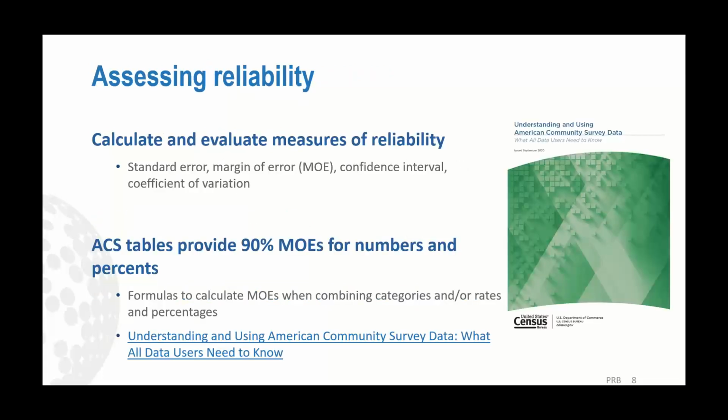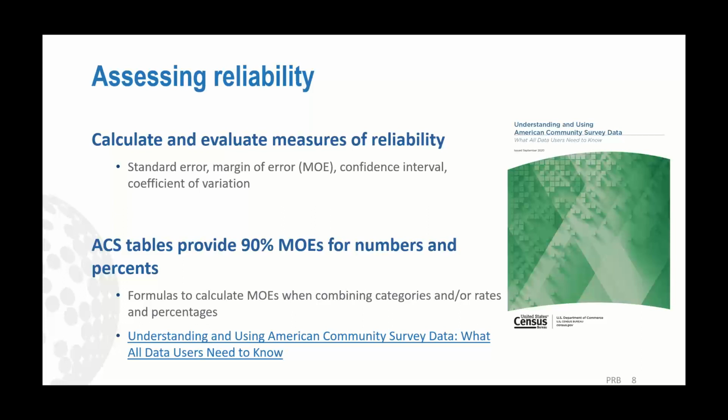So after you've obtained your estimates, you'll need to assess the reliability. You can do this with any of the standard measures of reliability. So you can use the standard error, the margin of error, confidence interval, and the coefficient of variation. The ACS tables that are released on data.census.gov and through other platforms provide a 90% margin of error for both numbers and percents. Smaller margins of error indicate more precise estimates, while larger margins of error indicate that there's a lot of uncertainty around those estimates.